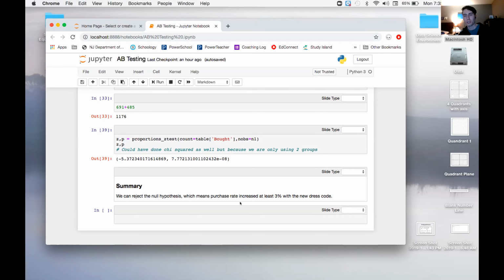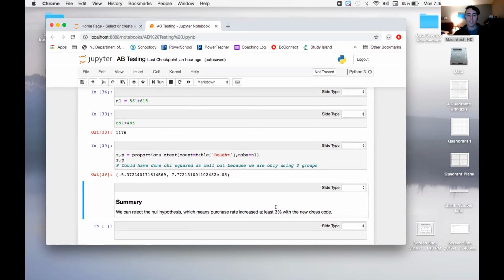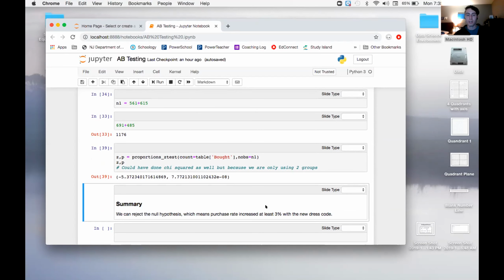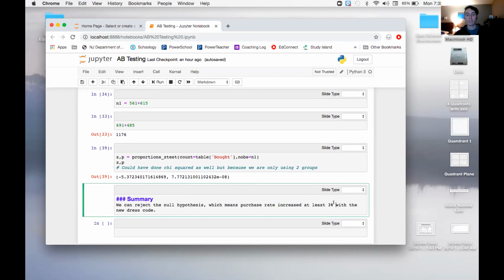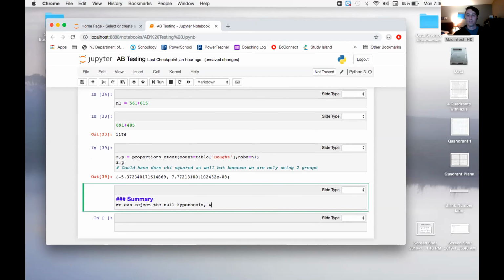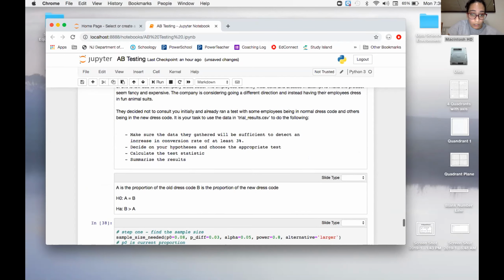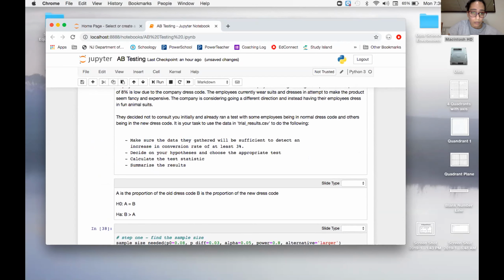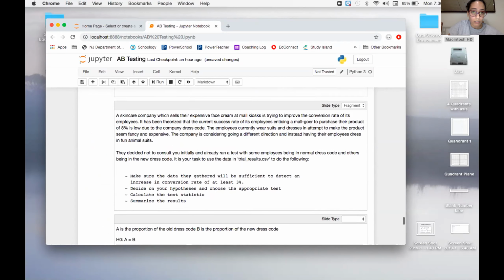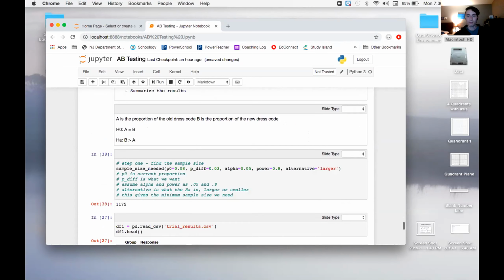So just a note on that 3%, you'd have to actually look at the effect size to see if it is 3%. We just wanted to see if we had enough data to detect at least a 3% change, if that makes sense. So reject the null hypothesis is okay? Yeah, that's good. So then you can accept your alternative hypothesis, which was that the new dress code increased the conversion rate, right? Yep. Mm-hmm.